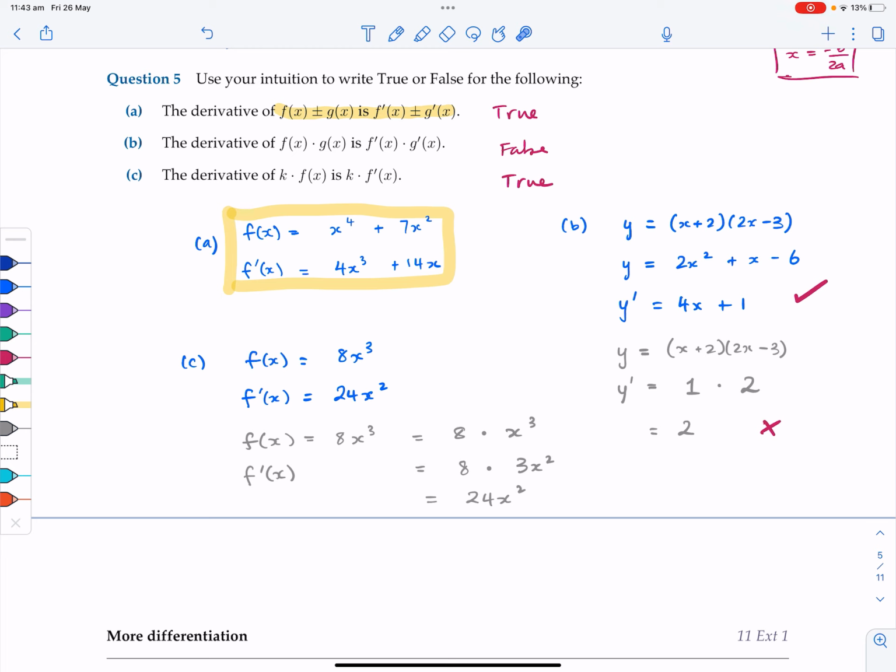It's just important that when we have a constant times a function, then differentiating is easy. Okay, so in sum, differentiating a sum or difference is easy. Differentiating a constant product is easy, but differentiating a general product is hard. More on that later.